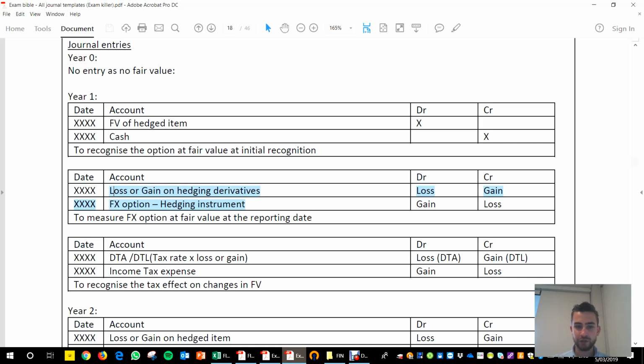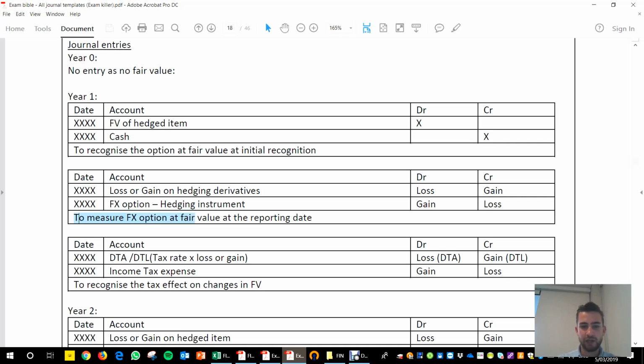So the journals are going to be loss or gain on hedging derivatives. So for example, in the instance we talked about the $200,000 component, we're going to have a $200,000 loss on our hedging derivatives. So that's actually going to go through the P&L. So if we've got a loss, we're going to debit an expense. So it's going to go through the P&L as a bad thing. The other side is the FX option, the hedging instrument. So if it's a loss, we're going to credit. We're actually going to increase that FX option.